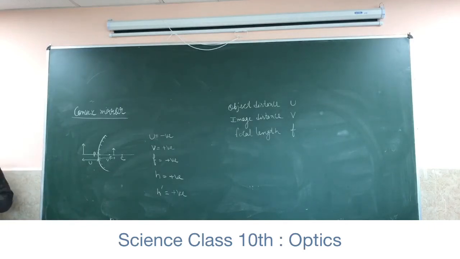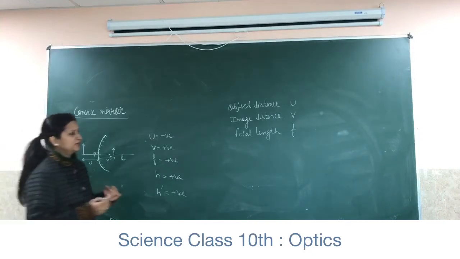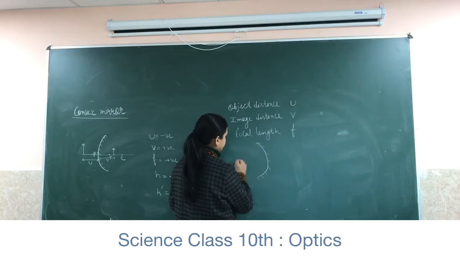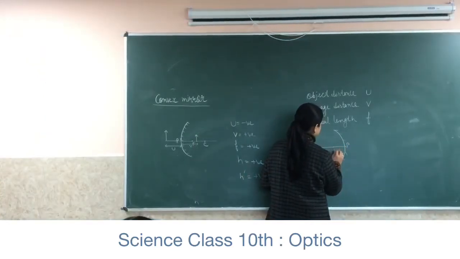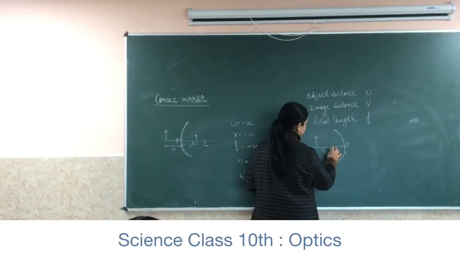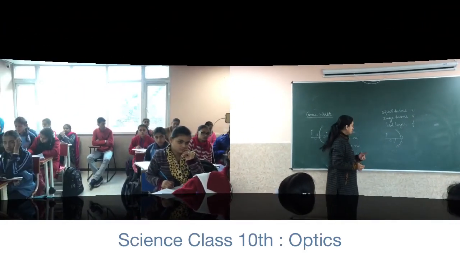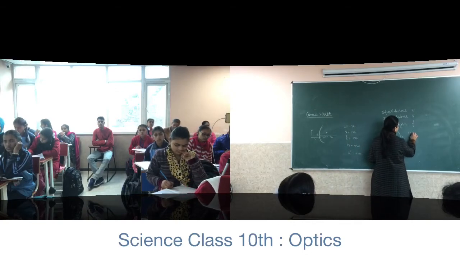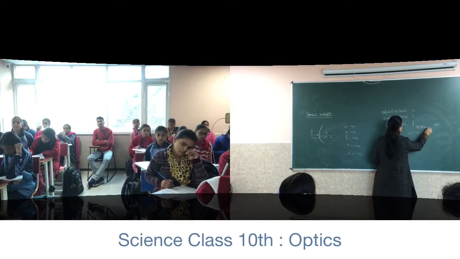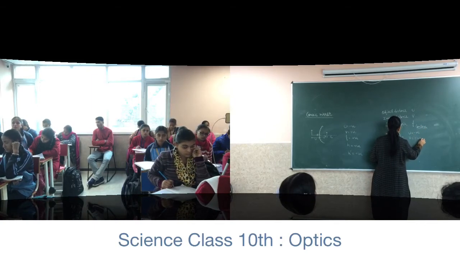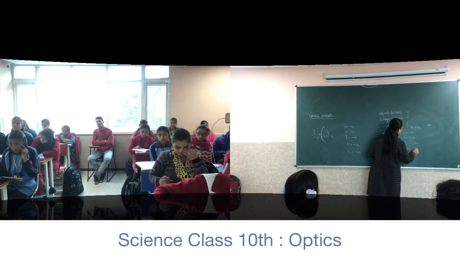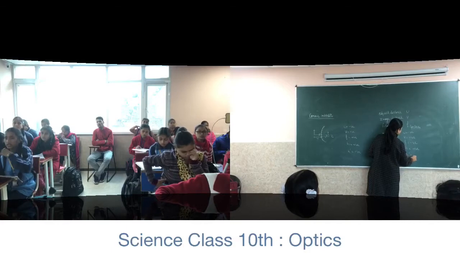Now here we can generalize one thing. See, if I again draw it for the concave, object, image. So U is negative for concave also. V is negative, focal length is negative, height of the object is positive, and height of the image is negative.